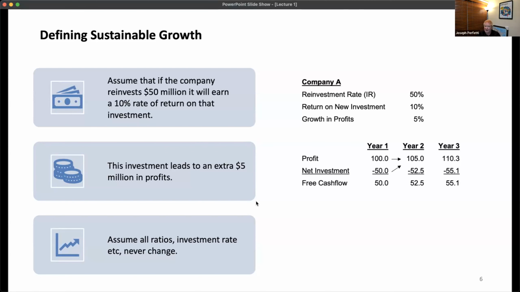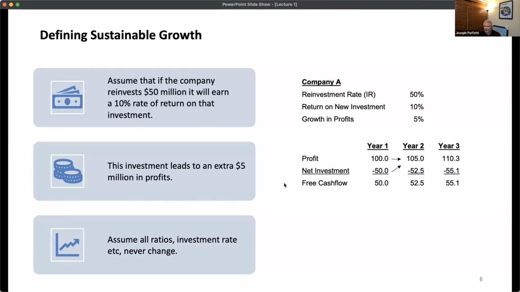So here's how I can mechanically figure out the growth of this company. If they keep making 10% and 100 million in year 2, they're still going to make 100 million on their core operations. If they reinvest 50 million at 10%, they're going to get 5 million of new profits. Next year, their profits are going to be 105 million. They will grow by 5% from 100 million to 105 million. That's just the math of these bullet points.